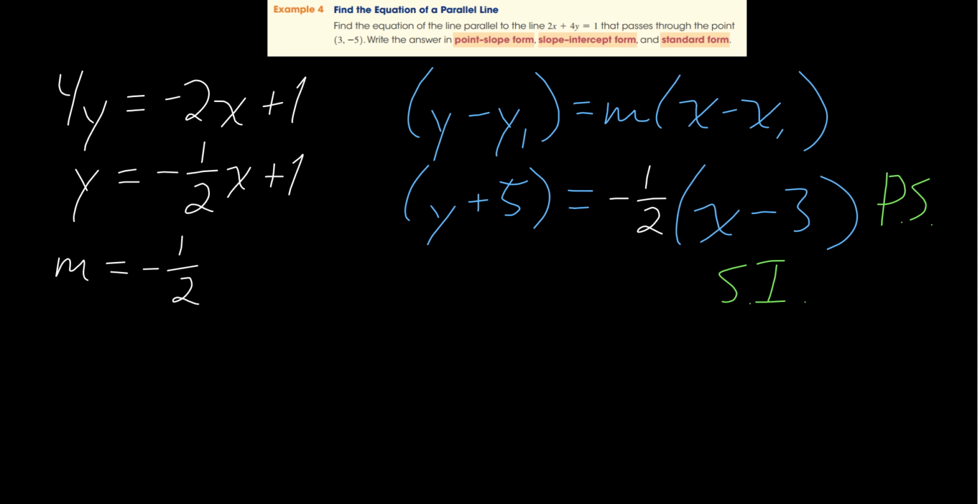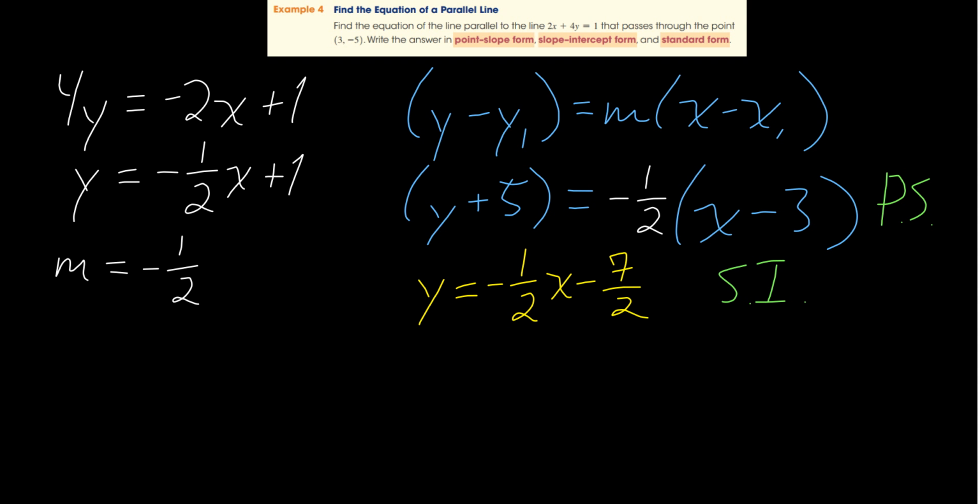Let's say -1/2 y is equal to -1/2 x, and then minus 7/2. Okay, so that'll be slope-intercept form. And then lastly, if you recall, to get into standard form, I need x's and y's on one side.